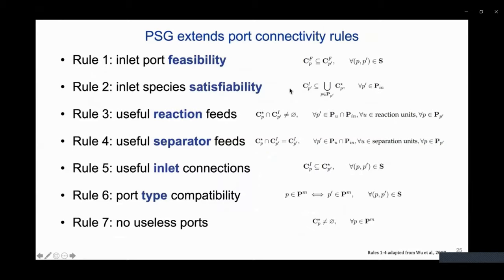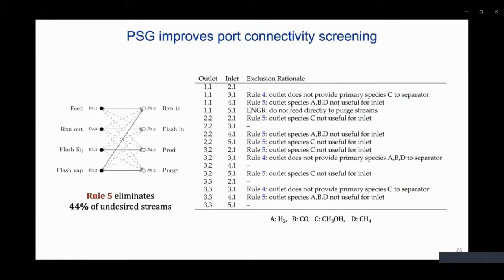I just want to convey here that there is a way of systematically applying these rules for feasibility, satisfiability, looking at useful reactions, useful separation, useful inlet connections if you satisfy this condition for the subset being involved in this superset, or looking at type compatibility. Again, this is fairly detailed. That's why I don't want to spend too much time on it, but just to tell you that that will lead to an automated way of generating the superstructure.